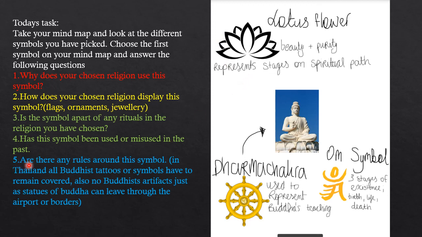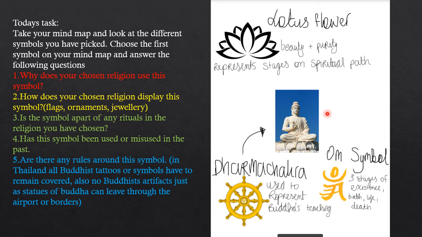Are there any rules about the symbol? Such as in Thailand, you're not allowed to buy any Buddhist statues or any Buddhist affiliated objects. Also, if you have any tattoos of a Buddha on you, you're not allowed to show it. If you have a Buddha on your arm, say as a sleeve tattoo, you have to cover it up, or if it's on your leg, and they will not let you through customs unless it's covered up. Also, if you're walking down the street, people will call you out on it if they see a tattoo of a Buddha or of a different Buddhist figure or symbol of religion.